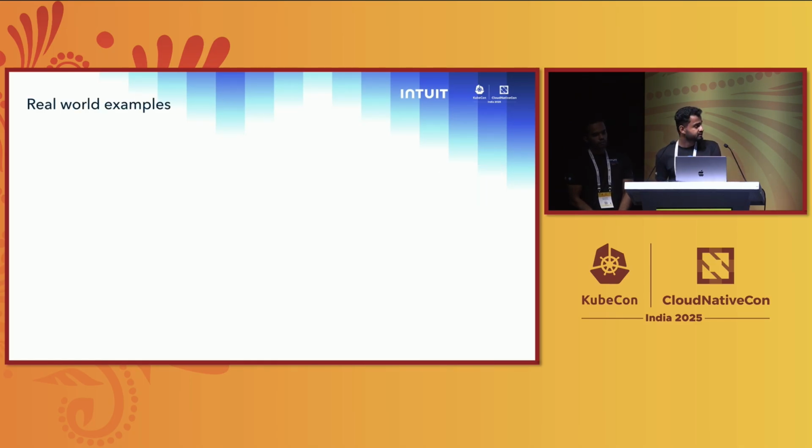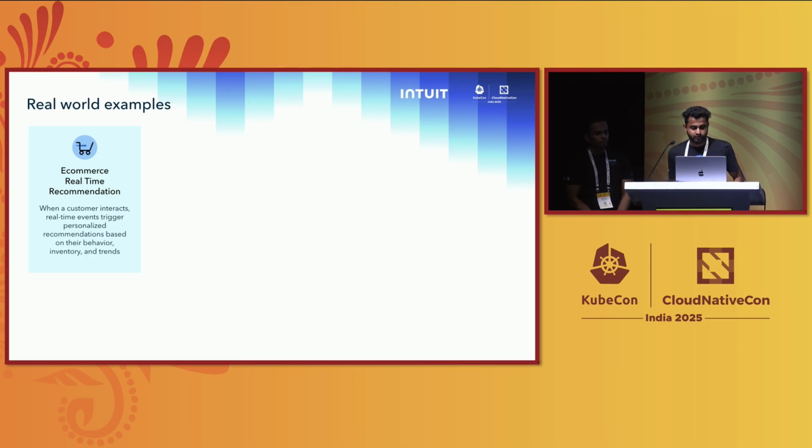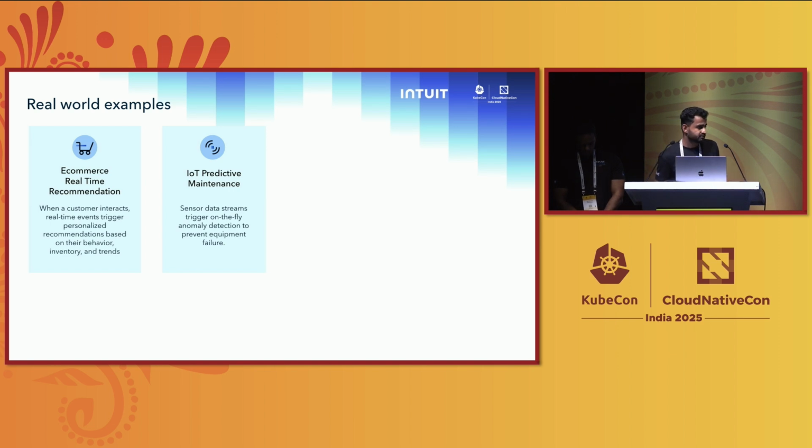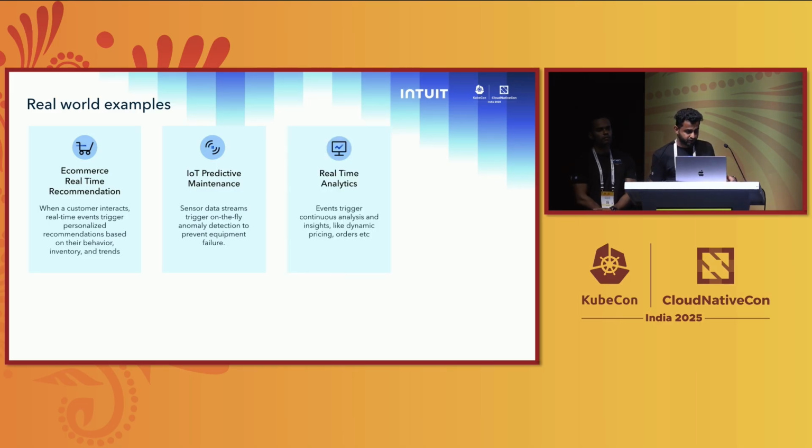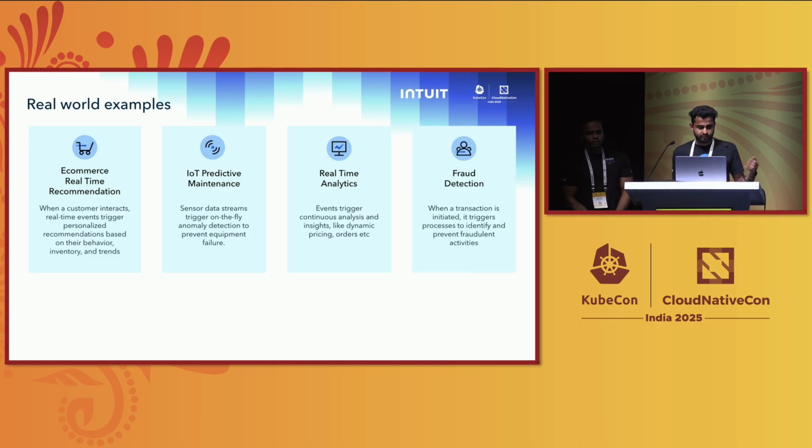So let's look at some real-world examples. The first one is e-commerce real-time recommendation. Based on how the customer interacts on the website, we suggest appropriate products. The second would be IoT predictive maintenance, where we have sensor data coming in the form of a stream, and we do on-the-fly anomaly detection to determine whether there is a potential failure or any device failures. Or we could also use it for real-time analytics, where we have a continuous stream of data, and we continuously analyze it and use it for something like dynamic pricing, orders, etc. And we could also use it for fraud detection, where you have a transaction stream coming in and you want to determine whether it's a valid transaction or not.